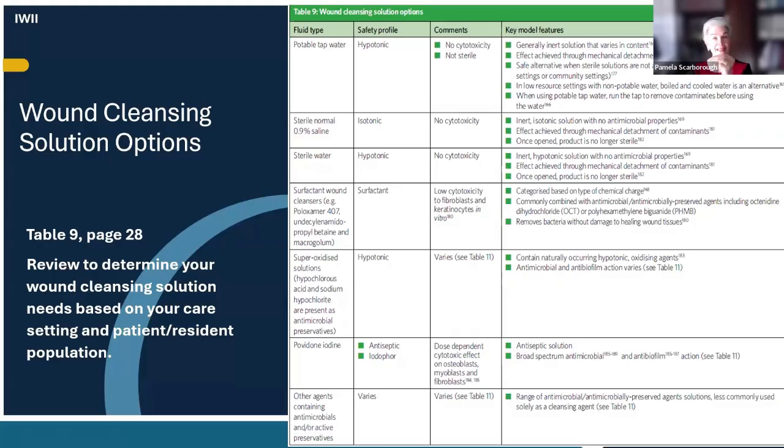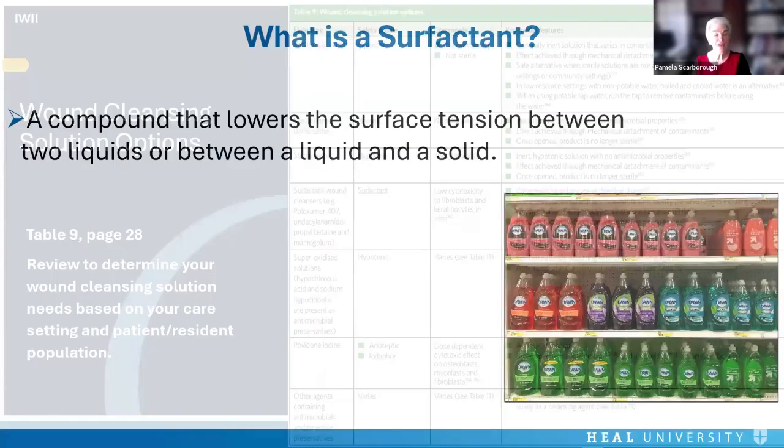So what I did in this document is I gave you a few pages to go back and look at, for you and your wound team, to see if you're not satisfied with your cleansers right now. This might give you some other ideas.